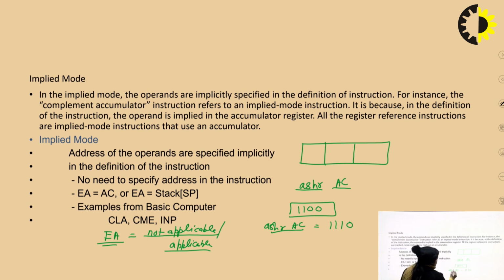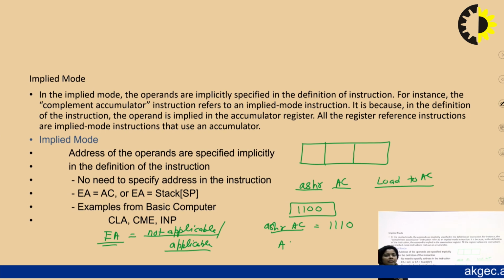In the second example, if I take load to AC, I don't know which particular content I have to load. This instruction is not giving any information about what is going to be loaded into the AC. So that's why this is not applicable in the implied mode.